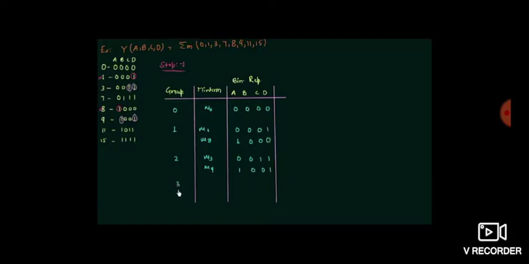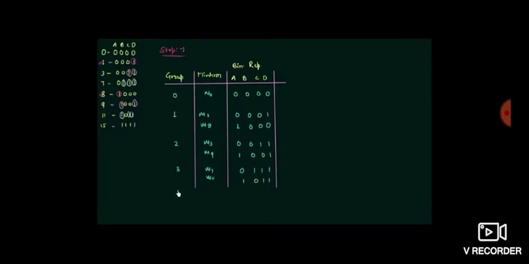Next we have group 3. We have observed minterms with three ones: the 7th position has three ones, and 11 also has three ones. So we write m7, m11, with binary representation 0111, 1011. Next, four ones are also there. Group number 4, so 4 numbers are there: m15, four ones. We are writing four ones.